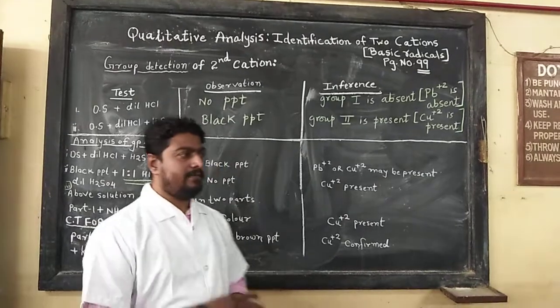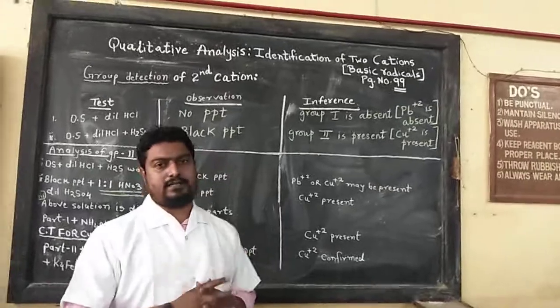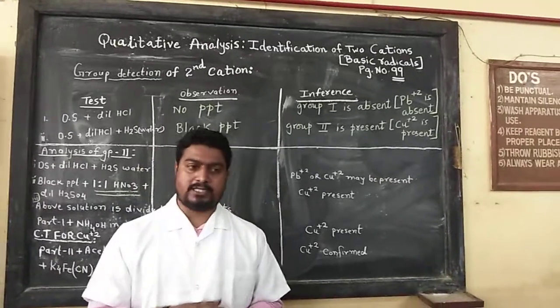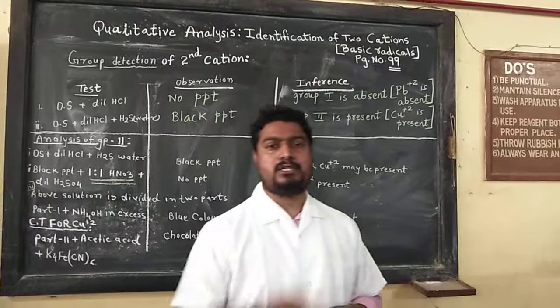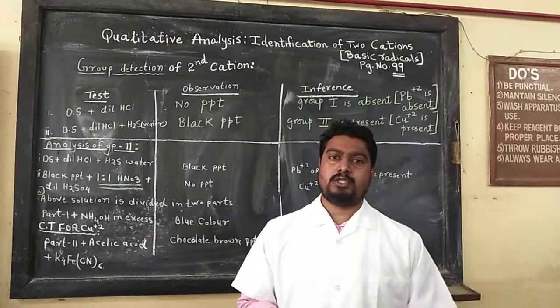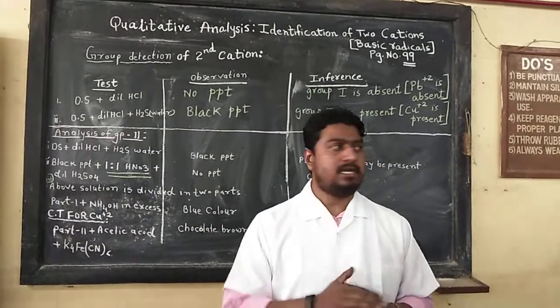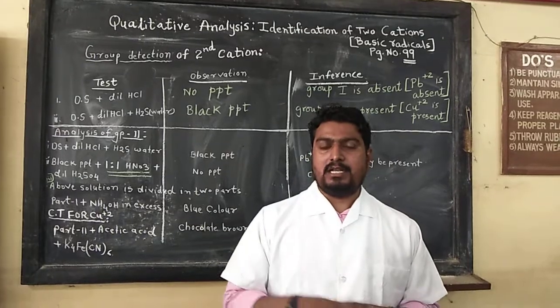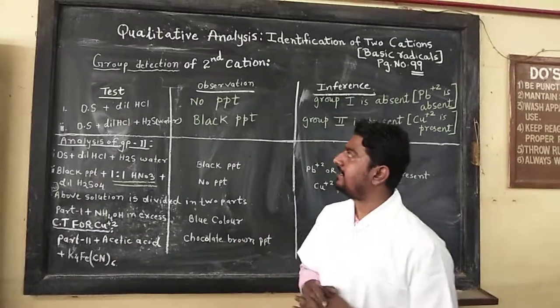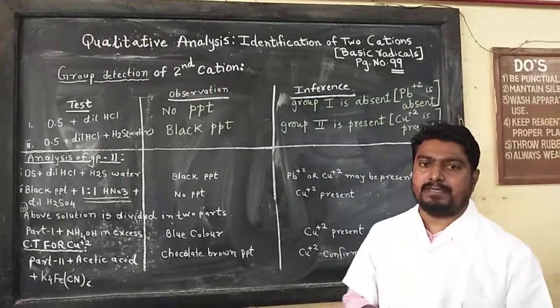Students, now see, in the previous video we detected and confirmed one radical. As you know, the given mixture contains two different basic radicals. In the earlier video we detected and confirmed NH4 plus, ammonium, as the first radical. Now we will go for the second radical, so group detection of the second cation, that is, the basic radical.